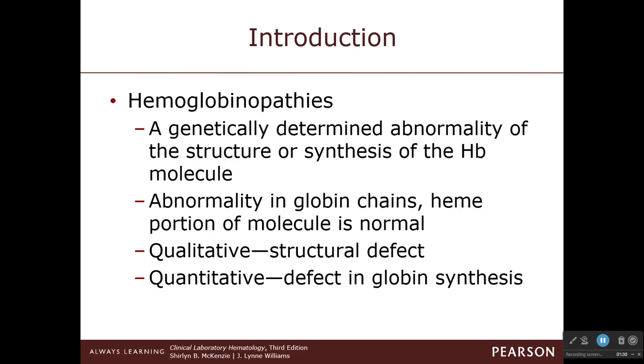So things like sickle cell anemia, hemoglobin SC, hemoglobin C disease, these all are hemoglobinopathies and they're usually qualitative. It has to do with the structure of the globin molecules. Whereas quantitative, they're called thalassemias. Thalassemias are missing globin chains. We can't make enough globin chains to form hemoglobin normally.